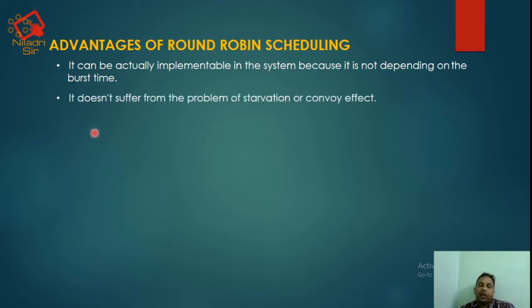Next, it does not suffer from the problem of starvation or the convoy effect. Next, all the jobs get a fair allocation of CPU, as we know that every process will get the quantum time, so every process will get a limited or similar amount of time.